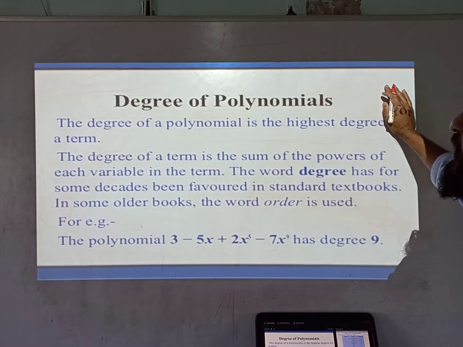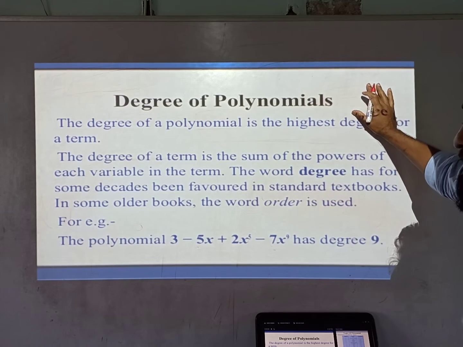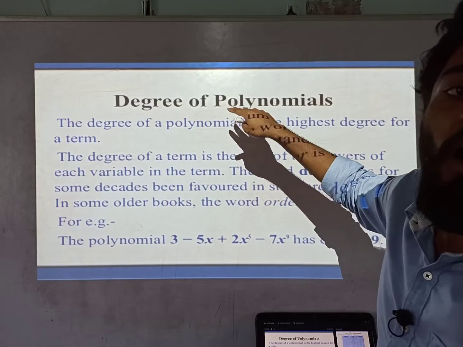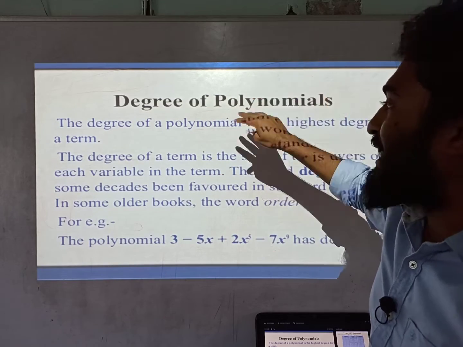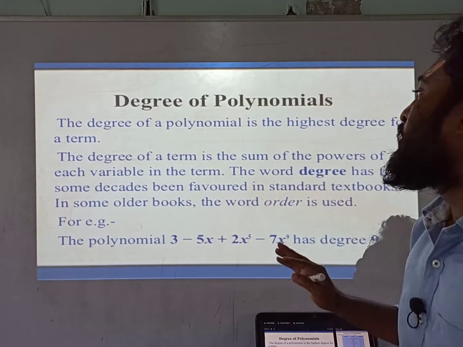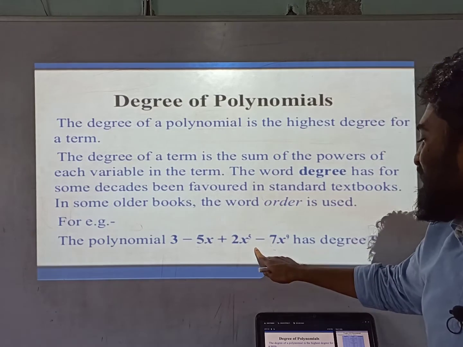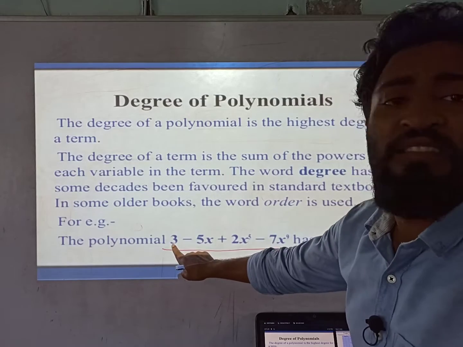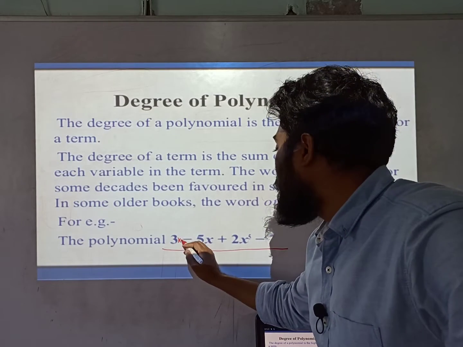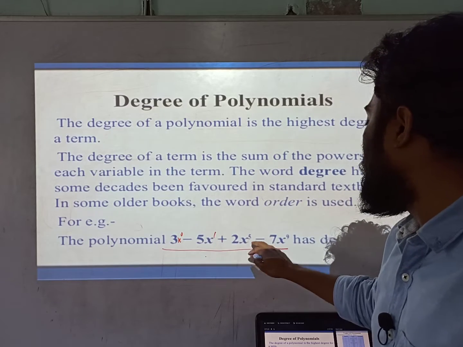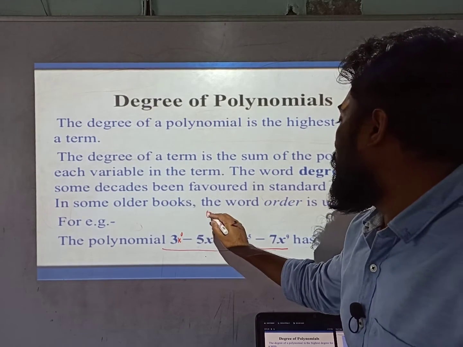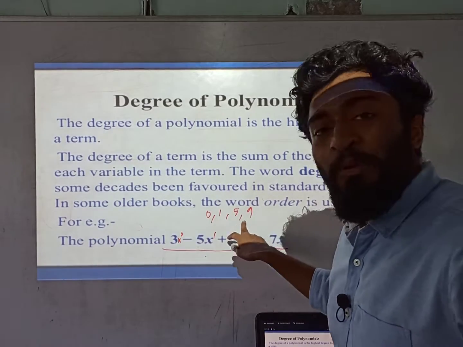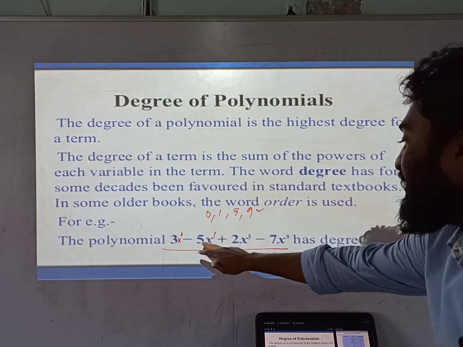If I write here the definition, degree of polynomial means it is the highest value of variable. It is the maximum value of variable. That is called degree of polynomial. Okay. See, example is given here. For this polynomial, 3 means 3 into x to the power 0. Here x means x to the power 1. Here 5. Here 9. So 0, 1, 5 and 9. Among these numbers, what is the maximum or largest number? That is 9. That is why degree of the polynomial is 9.